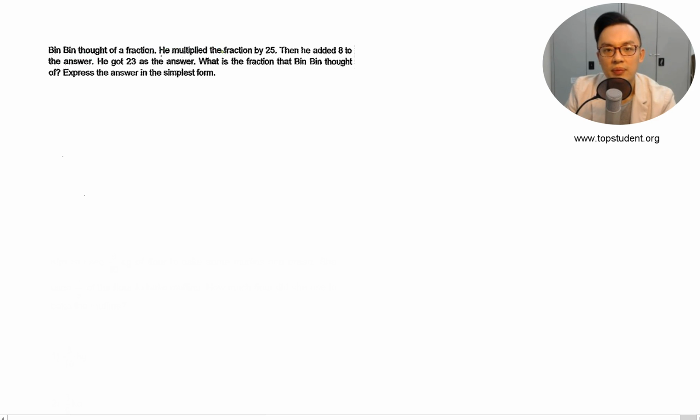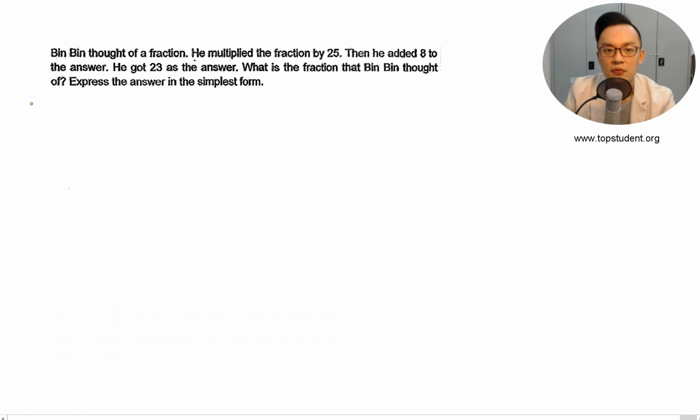Now, Ping Ping thought of a fraction. He multiplied the fraction by 25. Then he added 8 to the fraction. He got 23 as the answer. What is the fraction that Ping Ping thought of? Express the answer in the simplest form. Okay, so Ping Ping thought of a fraction. Just put a fraction as a question mark. He multiplied the fraction by 25, so the question mark times 25. Then he plus 8 to the answer, and he got 23 as the answer.